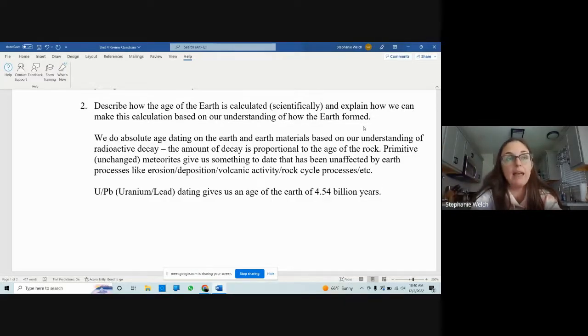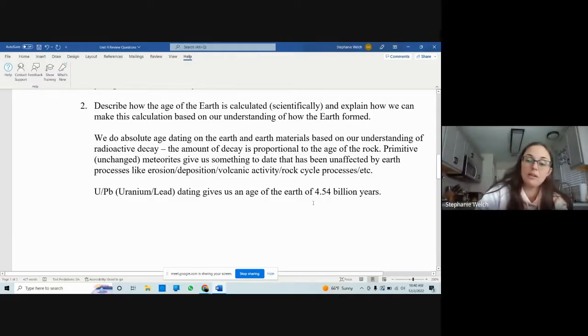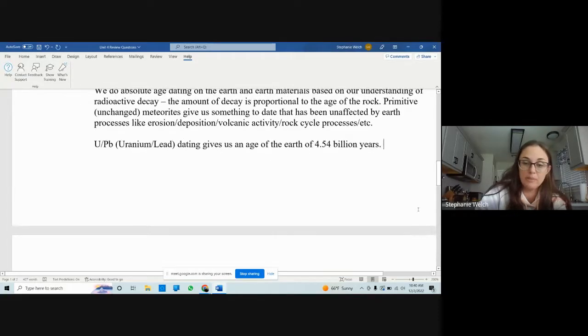And this is based off the half-life of uranium, how long it would take for half of the uranium to decay to lead. This leads us to our current understanding of the age of the Earth, set at about 4.5 billion years.